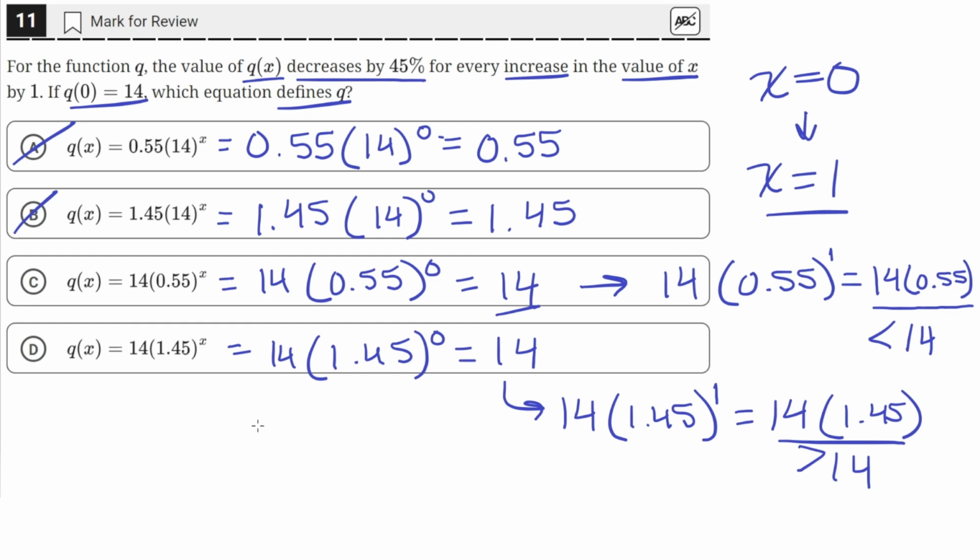But that goes against what the problem statement said, because as the value of x increases by 1, q of x is supposed to decrease by 45%. But answer choice D said that it increased. So answer choice D is incorrect. So answer choice C is correct, because it satisfied both conditions.